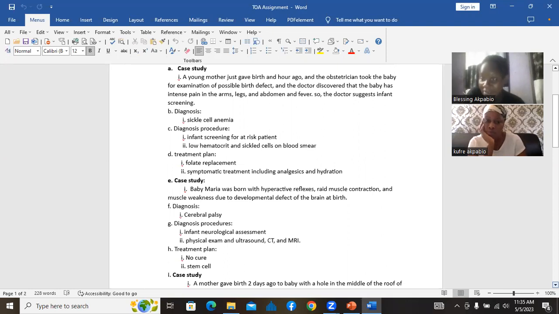So the diagnosis is cerebral palsy. Have you heard about that before? Sure, I do. Okay. So that's the diagnosis. And the diagnosis procedure is infant neurological assessment and physical exam, and ultrasound, CT and MRI. So the CT is like an ultrasound to look at the body system of this child at birth.